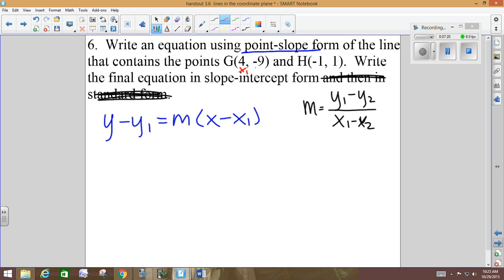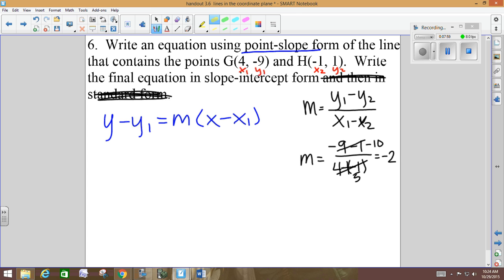G is my first one, so I'm just going to call them x1, y1. And then h is the second point, so we'll call those x2, y2. Substitute them in. So negative 9 minus 1 all over 4 minus negative 1. What's negative 9 minus 1? Negative 10. How about 4 minus negative 1? 5. And negative 10 over 5 becomes negative 2. So the slope of our line is negative 2. I got the slope I need.